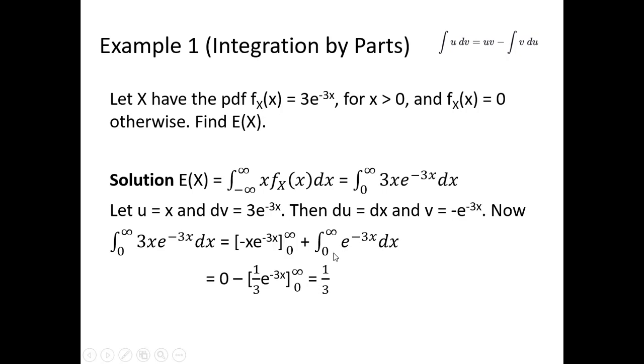When I evaluate this integral, we'd have to make a u substitution, but we end up with a minus 1/3 e to the minus 3x. So again, when x is infinity, this term will go to 0, and then I'll have minus the result when x is 0. So the two negatives give us a positive, and we end up with 1/3. So E of x is equal to 1/3 for this PDF.